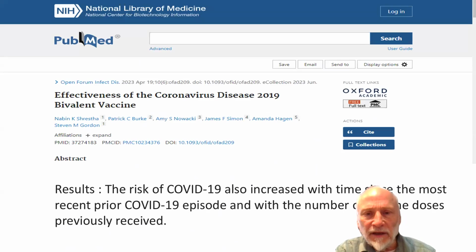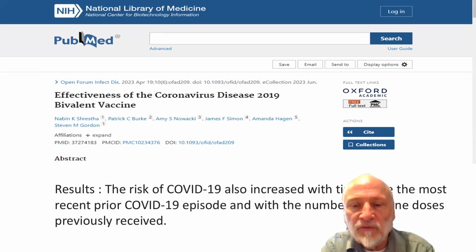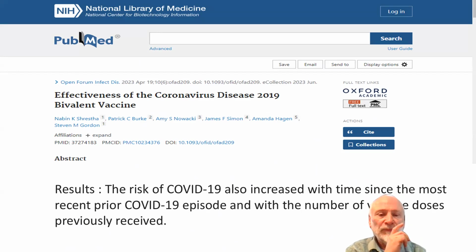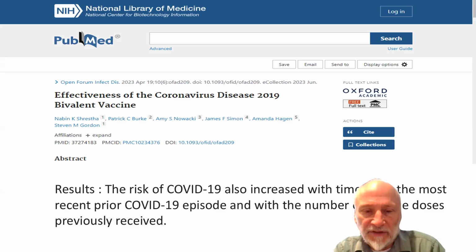All right, so let's take a look at something about the effectiveness of the coronavirus disease and this bivalent vaccine. So the bivalent vaccine, this is from the Cleveland Clinic, looking at all of their employees, and the results showed the risk of COVID-19 also increased with time since the most recent prior COVID-19 episode and the number of vaccine doses previously received. Let me say that again.